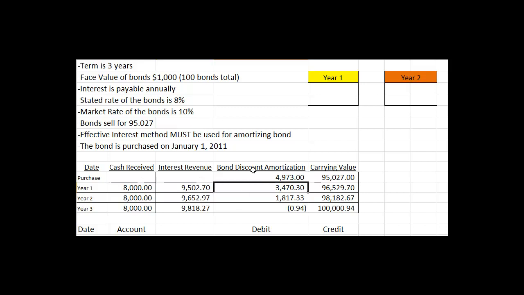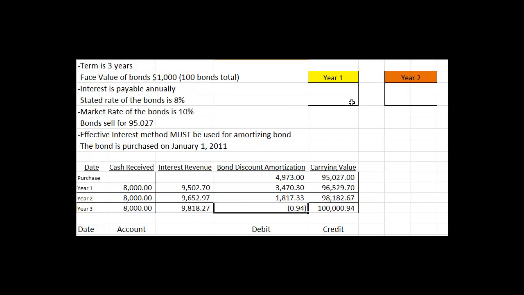The bond discount being amortized is how much is left of the original amount that needs to be amortized over the life of the bond. You can see my formula here would have been take what I started with, 49.73, and I subtract the difference between these two. So in other words, the discount was reduced by 15.0270, which is the difference between the interest revenue and the cash received. And so I just repeated that over and over, and at the end of year 3 you can see that my carrying value equals my face value, and I have a 94-cent rounding error.